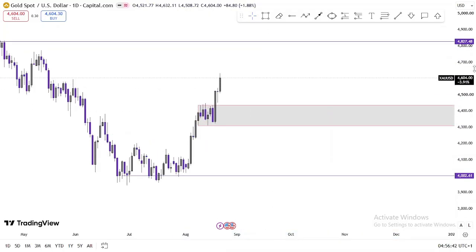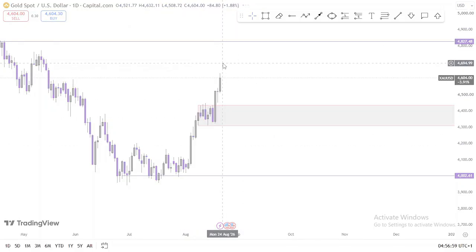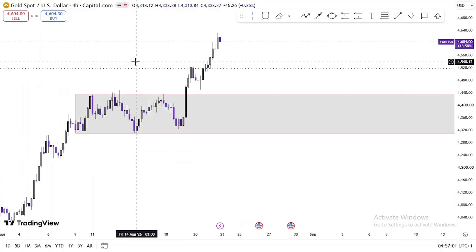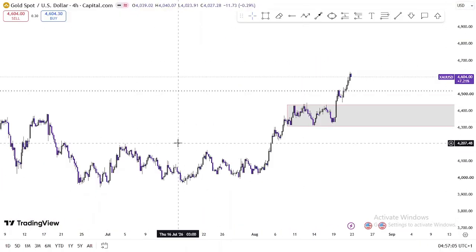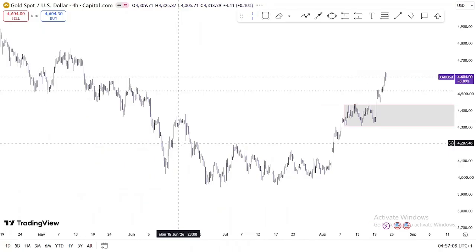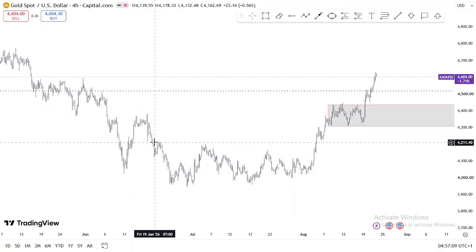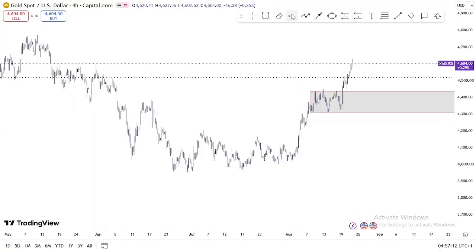So how is that reflected on the 4H, keeping in mind that we are seeing again a change of character from gold being bearish to us being in what looks like the beginning of a bullish phase. So going into next week, we should be looking for that bullishness to continue. So we're marking out our major areas on the 4H.